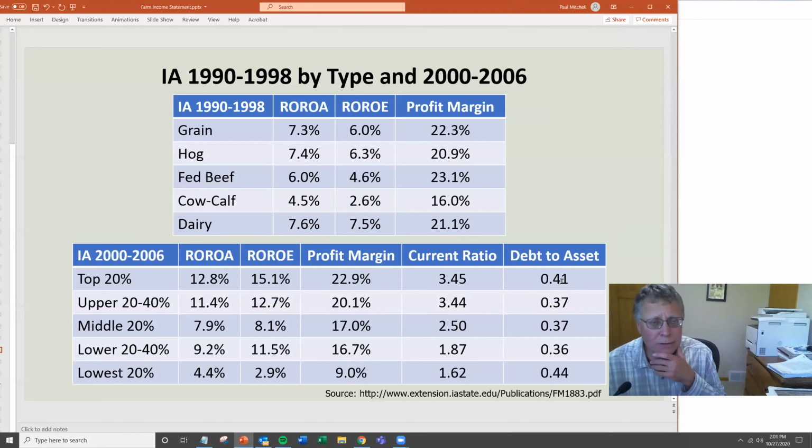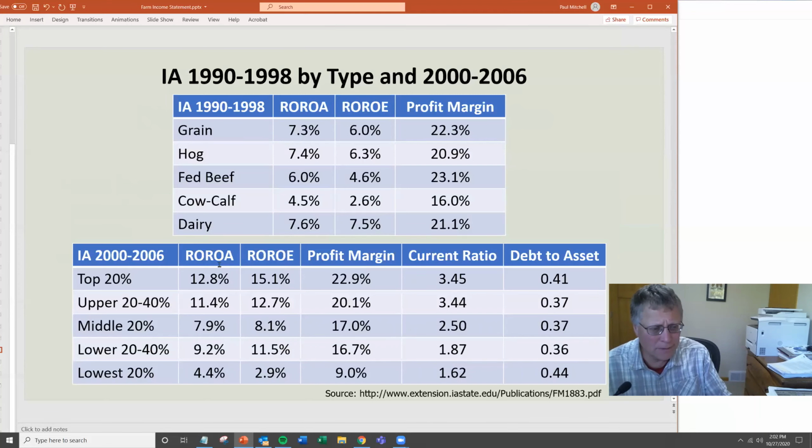This is now the 2000 to 2006 data, those 7 years. They're breaking it out by upper, middle, and lower groups, starting with the top 20%. You can see over that period of time, the top 20% had a nice return on assets of 12%, return on equity of 15%. That's pretty good. Current ratios, lots of cash. Debt to asset ratios are fairly constant across this whole group. So all these farms are about 35 to 45% leveraged. But you can see the high performers are doing quite well. The business is earning almost 13%, and personally they're earning about 15%, or 13%, or 8% for the middle group.